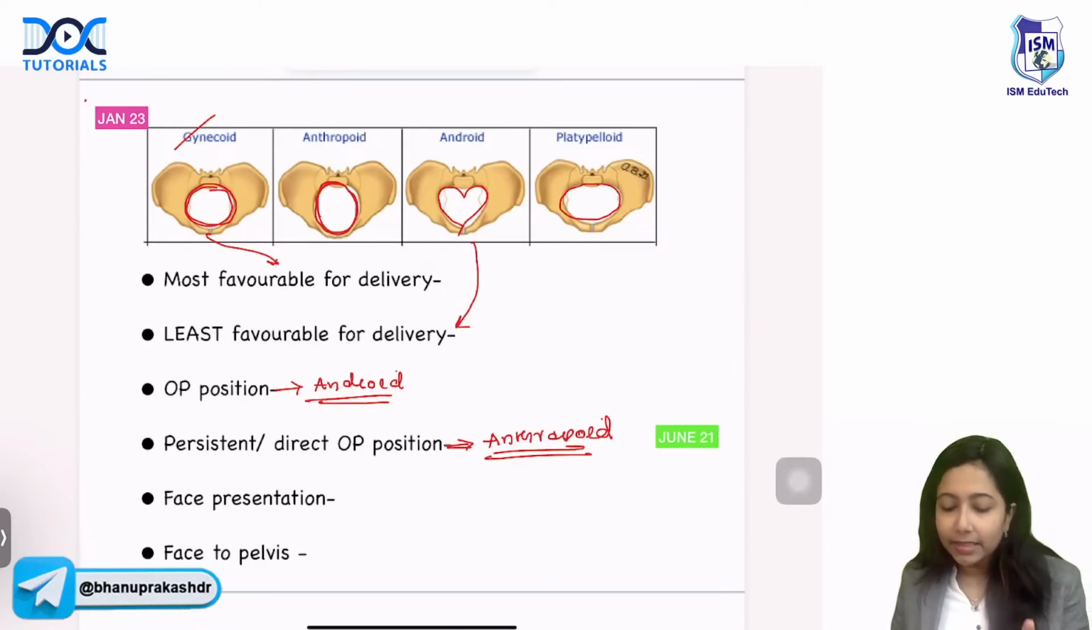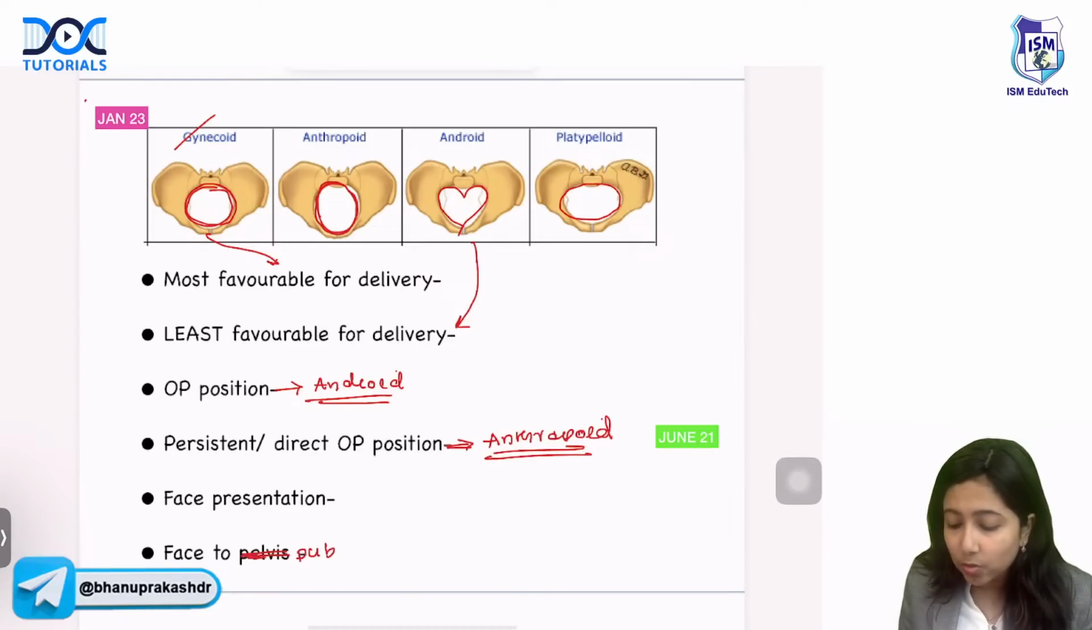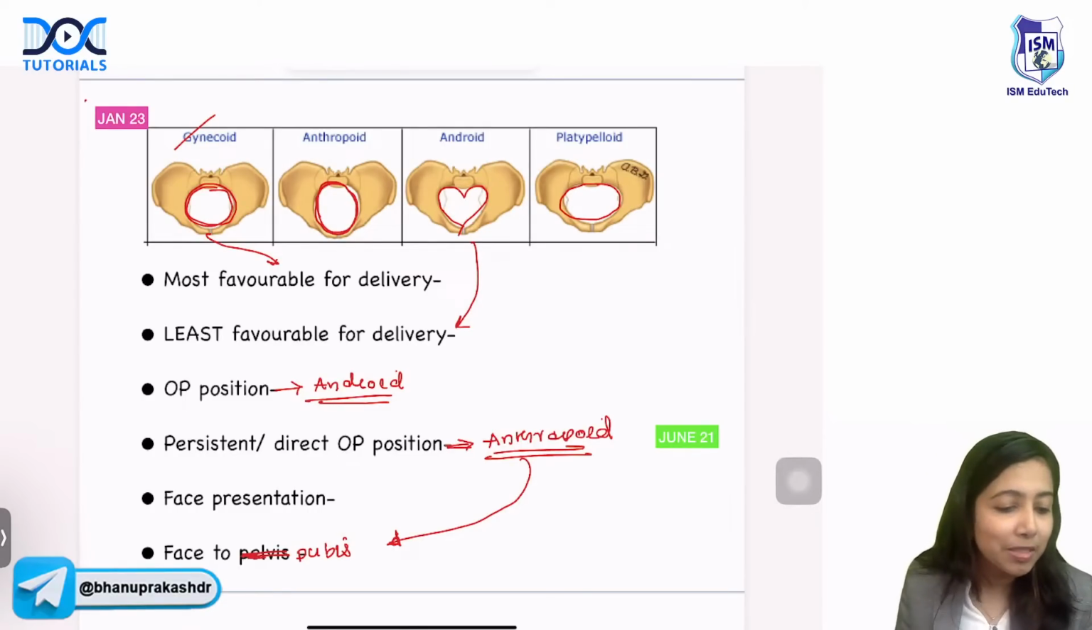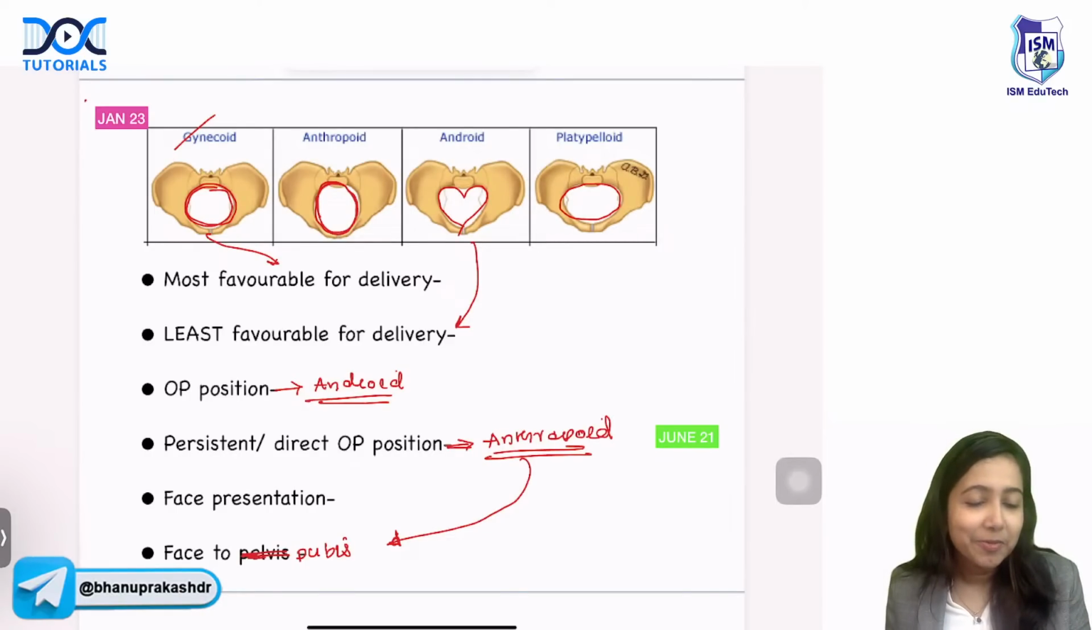Anthropoid. And this anthropoid type of pelvis is associated with face to pubis delivery. So now you answer me, what is the type of pelvis which is associated with face presentation? Which is the type of pelvis commonly associated with face presentation?